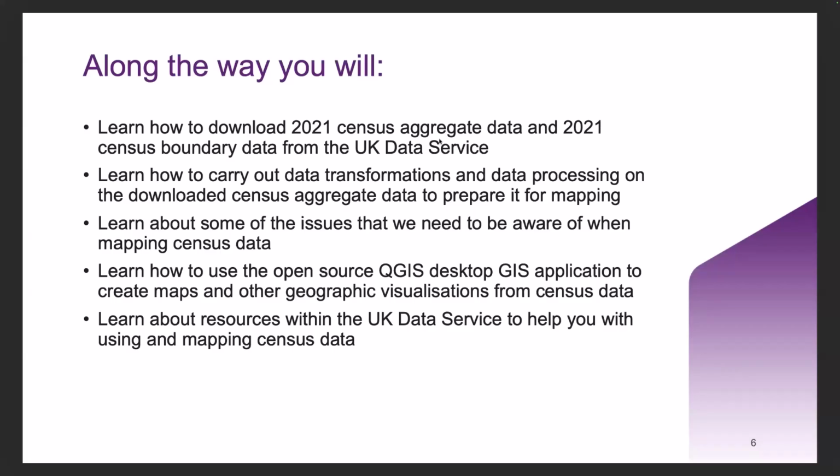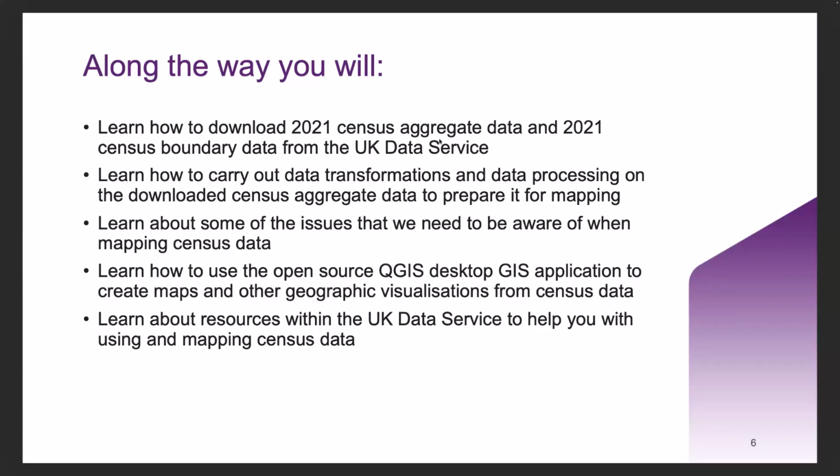And along the way, we'll learn various things about the UK Data Service, how you use the data, and how you use the GIS application QGIS. So we'll first learn how to download data from the UK Data Service. That's the actual census data itself, and some census boundaries from different parts of the UK Data Service. We'll learn how to carry out different types of data transformations on the data, and this is to prepare it for mapping in QGIS.